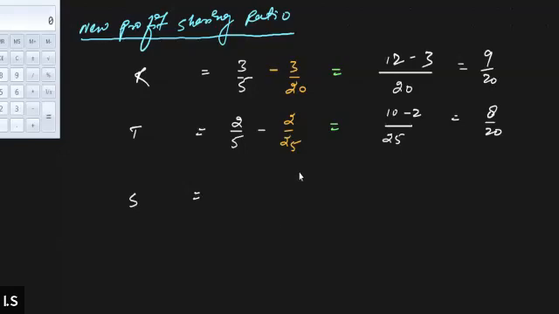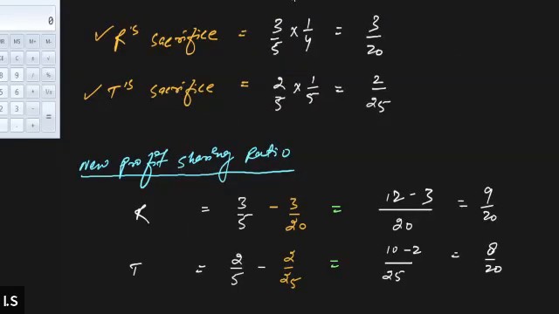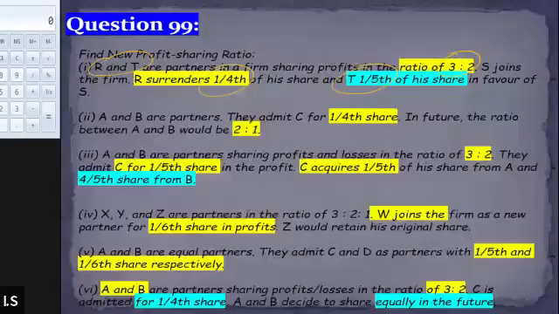See the sacrificing ratio, right? You're talking about this. So you're not able to understand why I multiply 1 by 4 with 3 by 5? That is what you're saying, na? Yes, sir. Okay. See, because the question is saying that R surrenders 1/4 of his share.